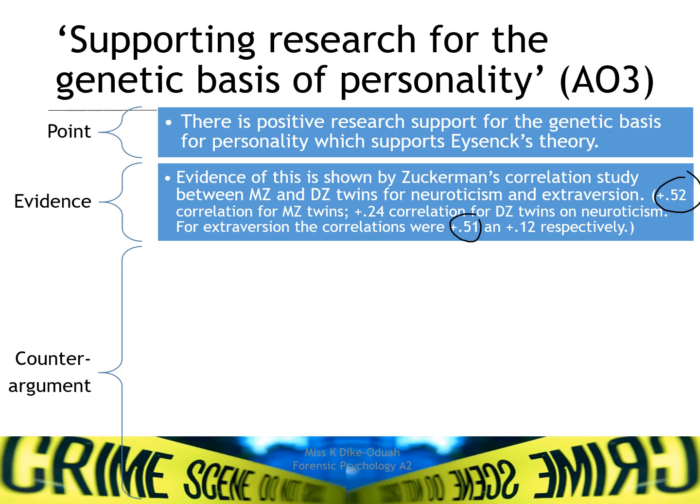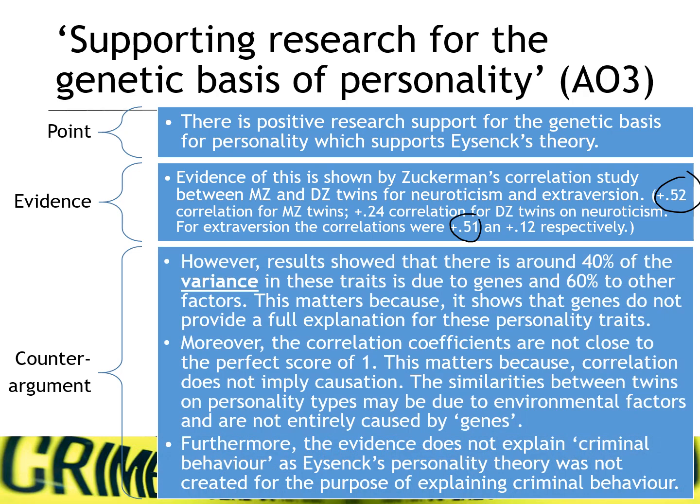And then we have our counter arguments. Now, there are a lot of counter arguments. I'm only going to hone in on the second and third one. In fact, the first and third one, simply because you guys can read it in your own time and you can expand on it for yourself. So the first counter argument, however, results show that around 40% of the variance in these traits is due to genes and 60% to other factors. So that just expands on what we shared earlier. Other factors could be environmental. It could be the fact that twins share the same environment, so we can't really tease apart the influence of genetics versus the influence of the environment.